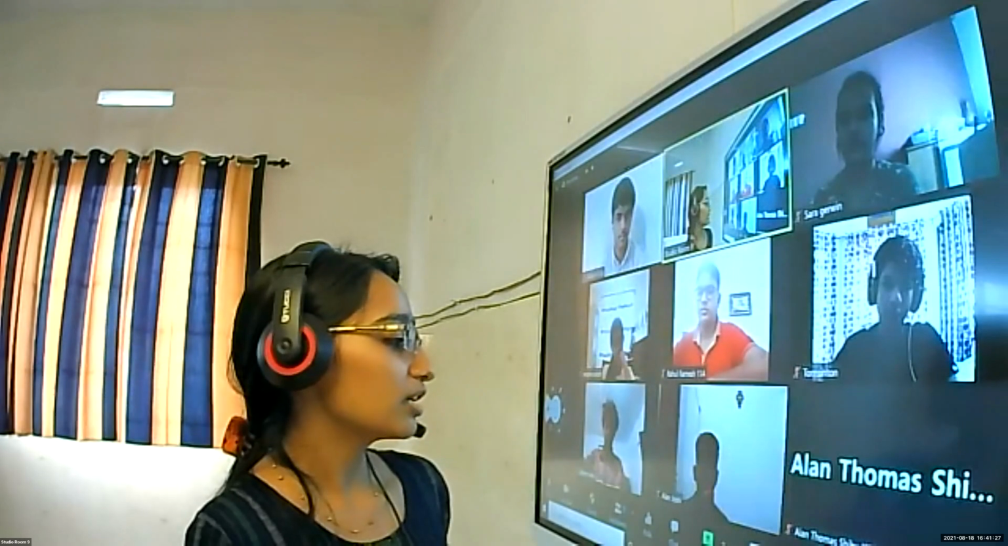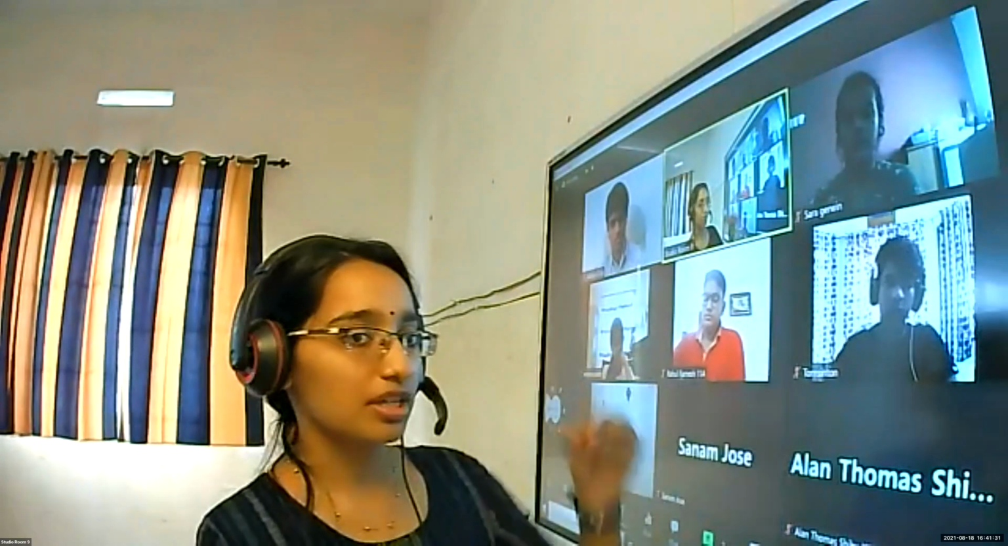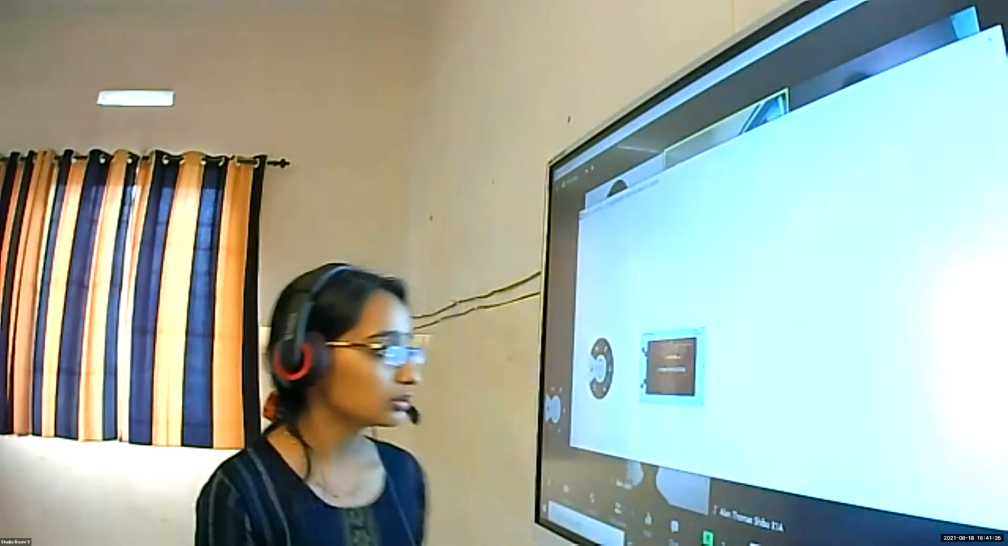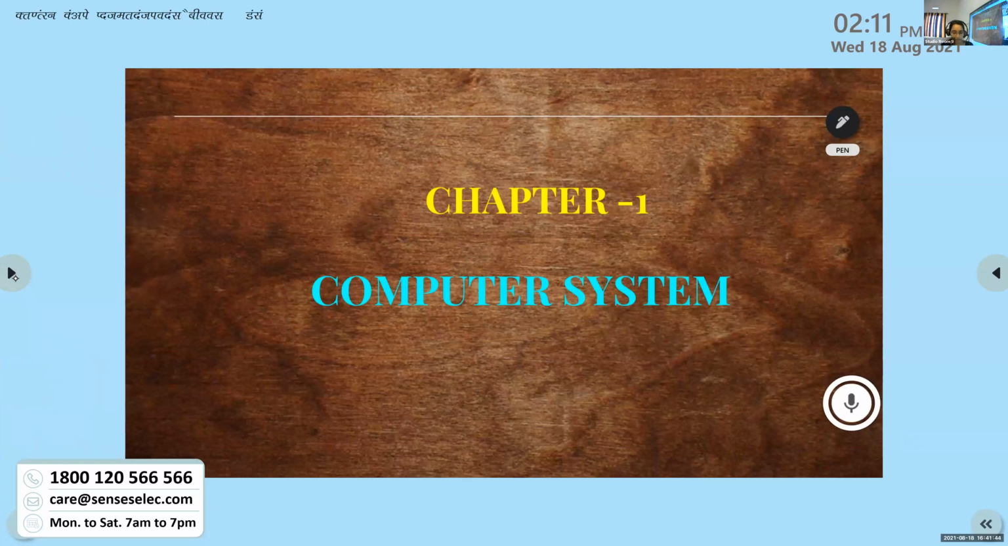From childhood, we are hearing that we used to give input to the computer. Processing has been done and we will get the output, isn't it? So it is an electronic machine. So we are going to deal with the chapter computer system. Please do write the heading of this chapter. So name of the chapter, it is computer system.